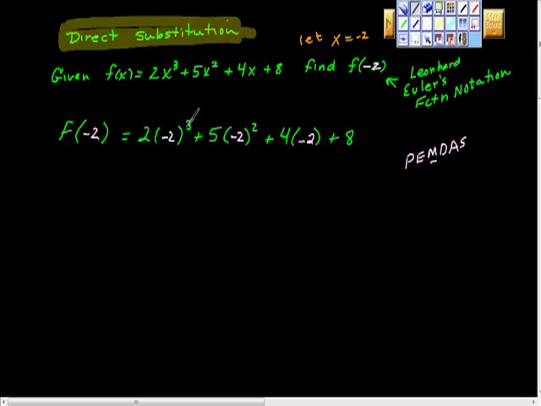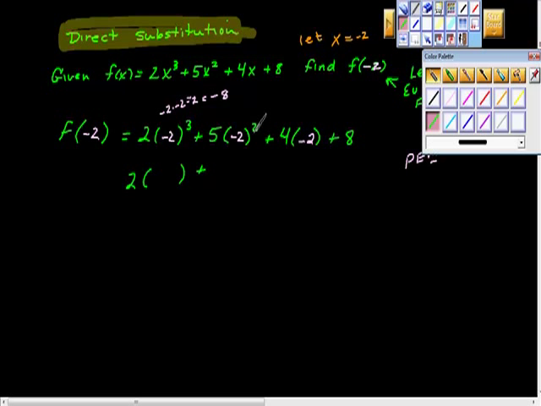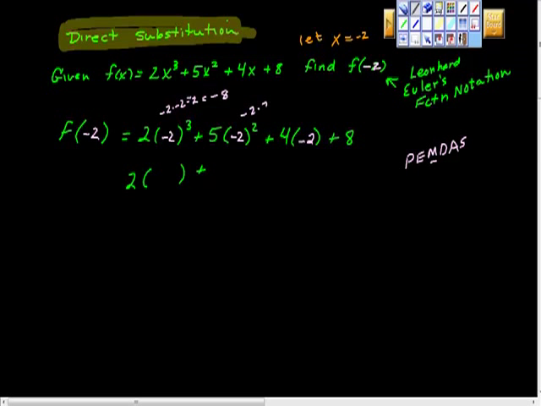So we have -2 cubed. -2 cubed is -2 times -2 times -2. A negative times a negative times a negative is a negative, and 2 times 2 is 4 times 2 is 8. So we have -8, and 2 times this -8 goes in here. Here we have -2 squared. -2 squared is -2 times -2, and a negative times a negative is a positive, and 2 times 2 is 4, so that gives us 4 here.